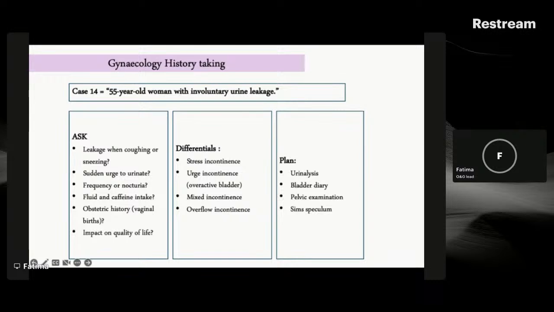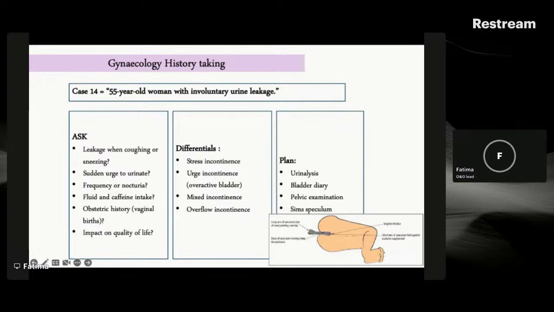And then plan would be to ask the patient to complete a bladder diary. You do urinalysis as well to rule out an infection, perform a pelvic examination to assess the pelvic floor function, and you can use a SIMS speculum. Specifically, when you're doing uro-gynae examinations, you're not going to be using the speculum that we mentioned previously when you're doing speculum vaginal exam. For this one, you're using a SIMS speculum. And when you do a SIMS speculum, you need to make sure that they're lying on their side, okay? And that's what a SIMS speculum looks like. And that assesses for any vaginal wall prolapse.